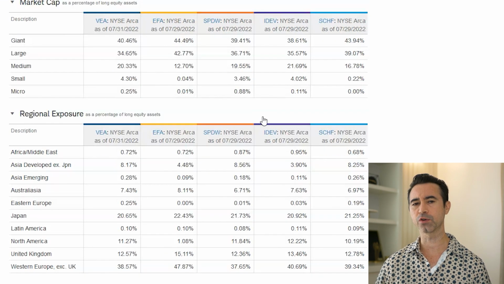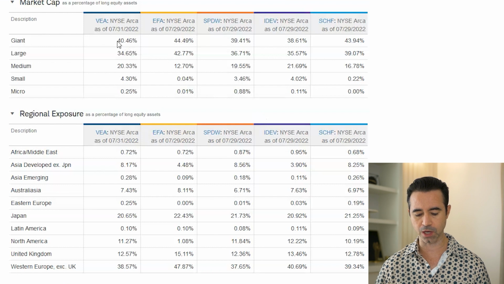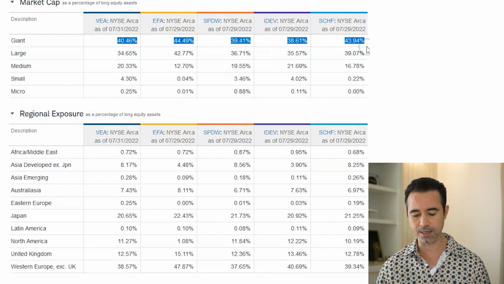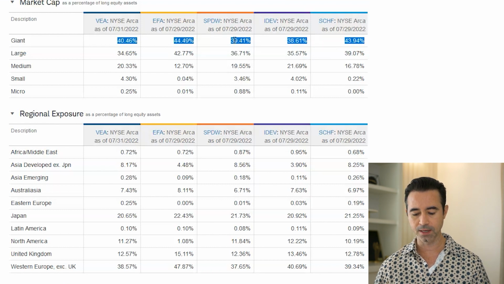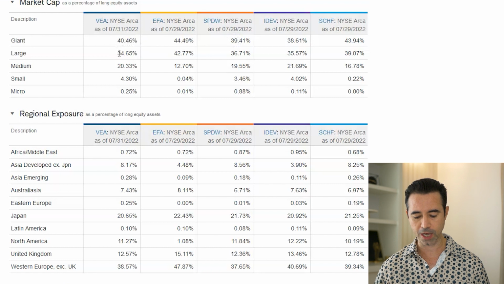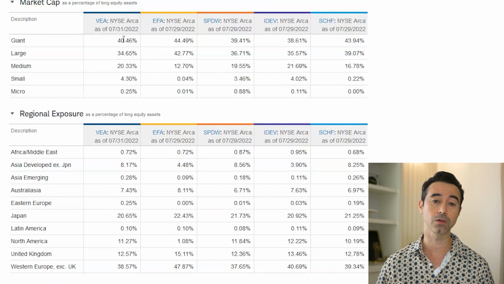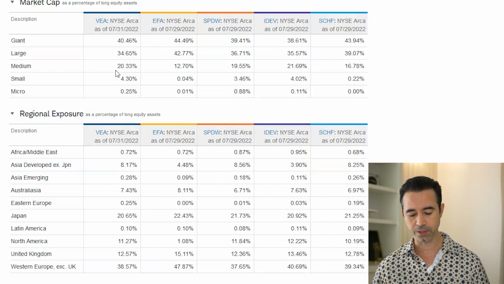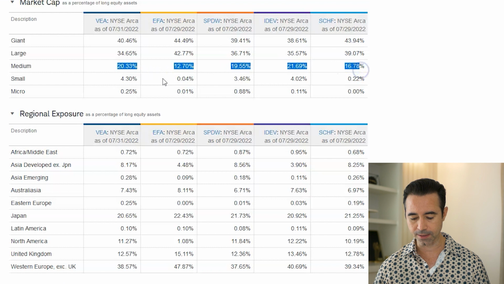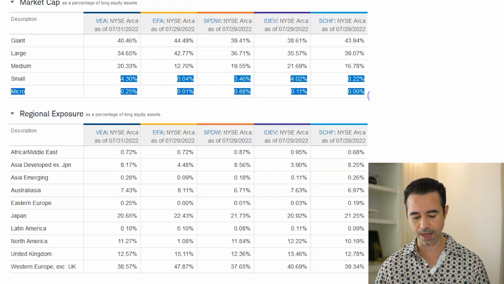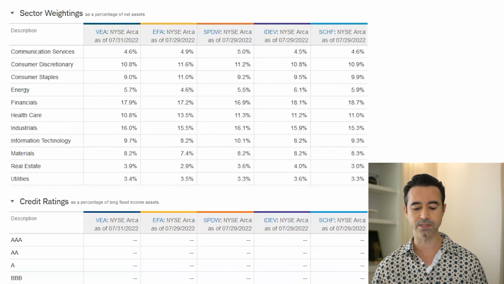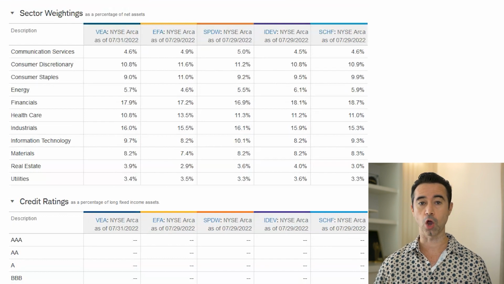Now let's see how big the average of these companies are in the different ETFs. Mostly around, let's say, 39% is the lowest of giant caps and up. And then you have large caps, which are again pretty high. So the majority of these companies are going to be large or giant caps. You're going to get a few mid caps in here, and then a very small amount of small caps and micro caps. So mostly this is large giant cap companies with a little bit of medium caps as well, but mostly, of course, larger companies.